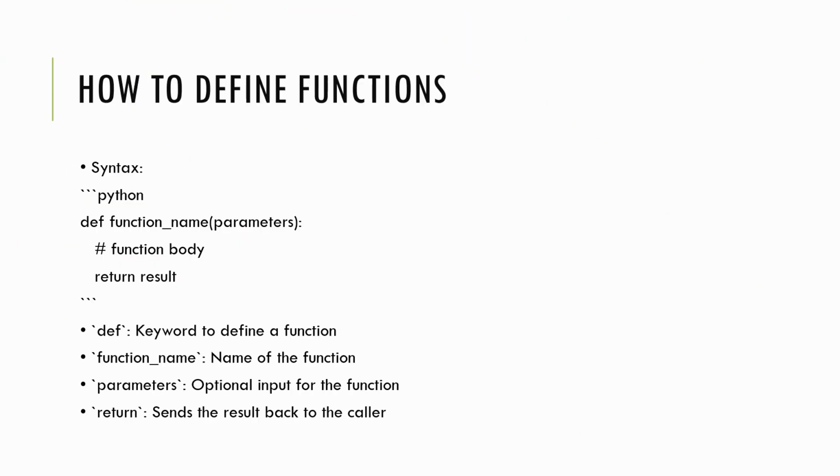Let's start by understanding how to define a function in Python. The syntax is simple. You use the keyword def followed by the function name, parentheses for parameters, and a colon. Then you define the body of the function. Finally, you use return to send a result back to the caller.